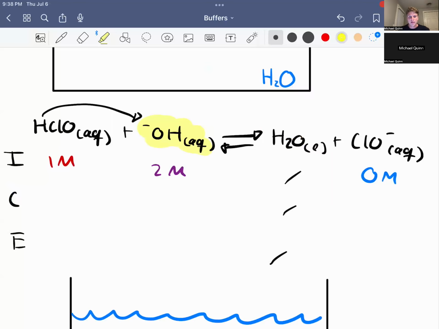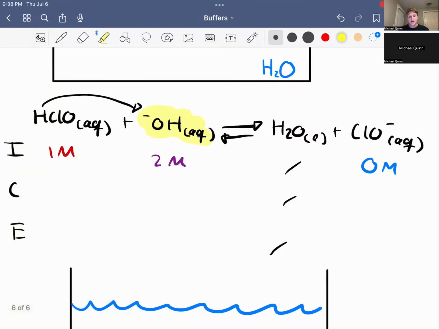Now, what's interesting about this case is we have more base than we do acid. So what will happen here is actually HClO will run out first. So it will give away all its hydrogens to the base that is available. So we have a plentiful amount of strong base to take a hydrogen away from HClO. So this will be minus 1 molar. It will be left with none.